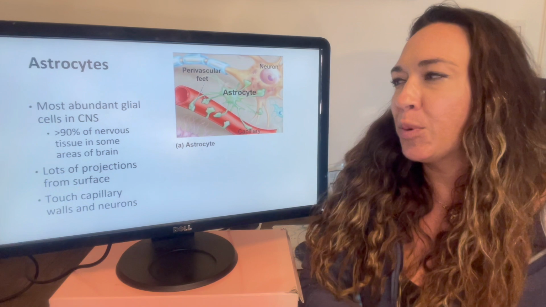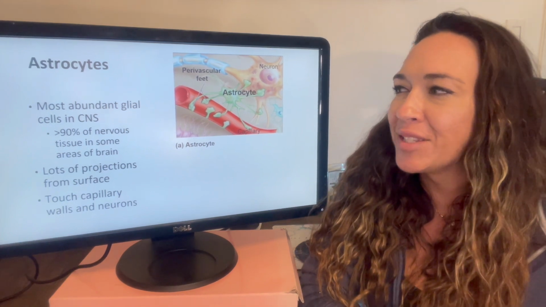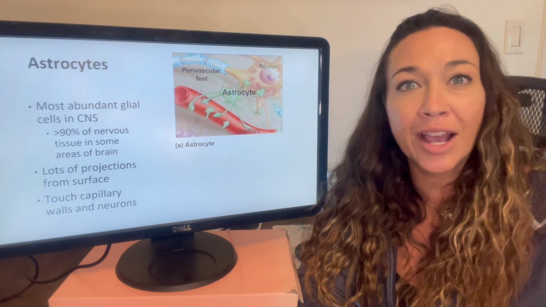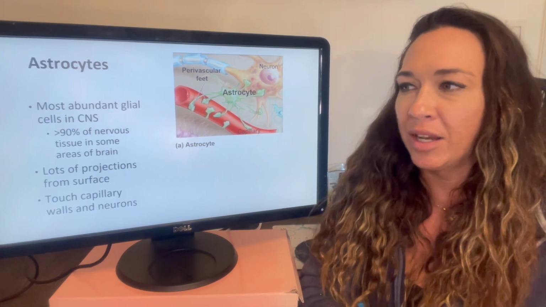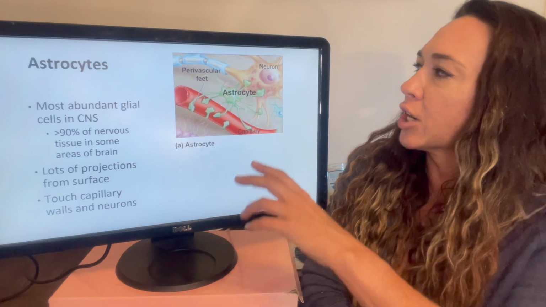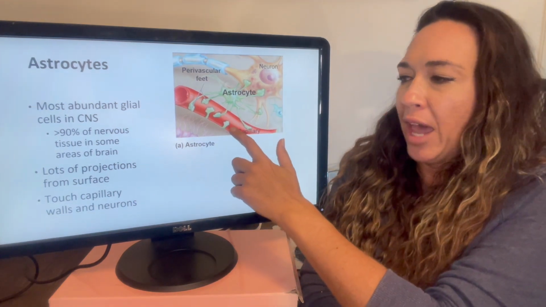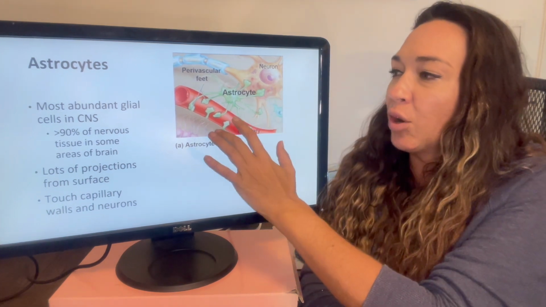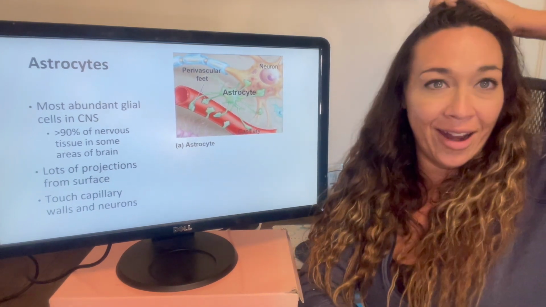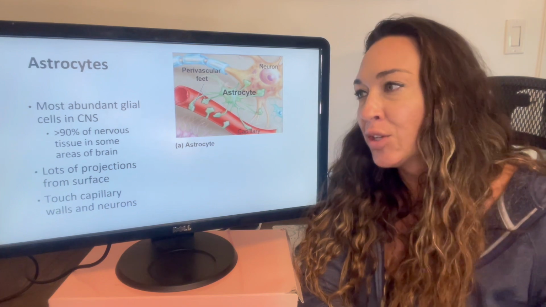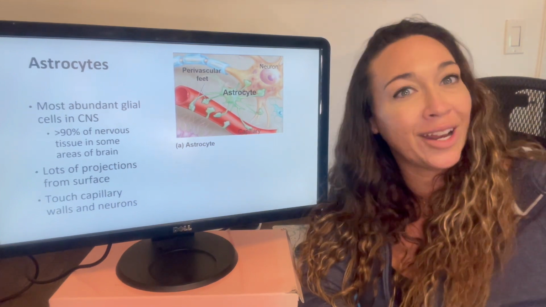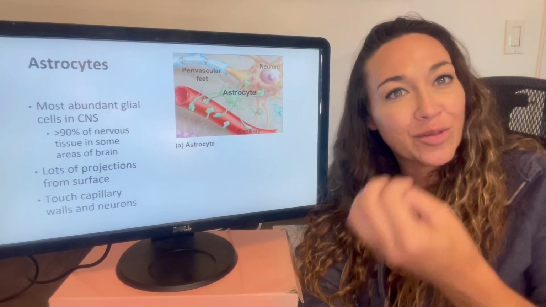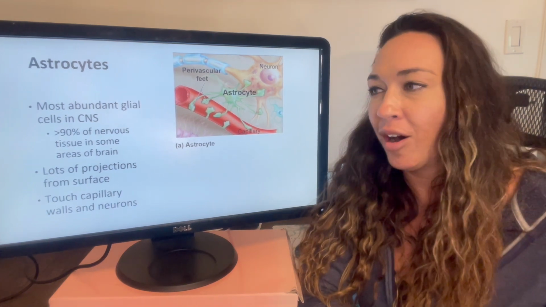So 90% of all the nervous tissue are going to be found in some areas of the brain. More than 90%. Like I said, these guys are really, really abundant. And essentially what they're doing is they are connecting the neurons to the capillaries. They're touching the capillaries and they're touching the neurons. So the signal needs to go from one to the other. And these guys are helping, especially for diffusion, right? Increasing that surface area can increase the amount of diffusion that we have, right? Those little vesicles that are going to be transporting all of that good stuff.